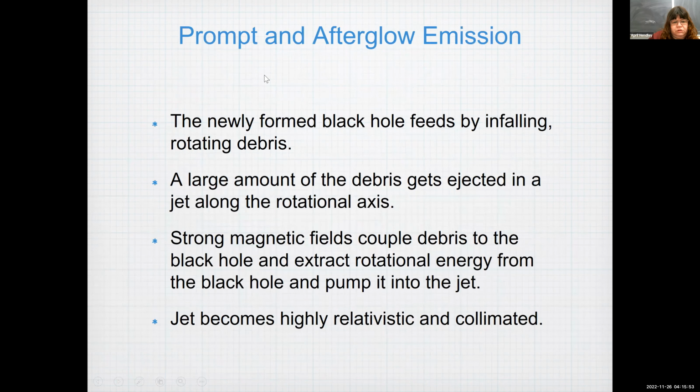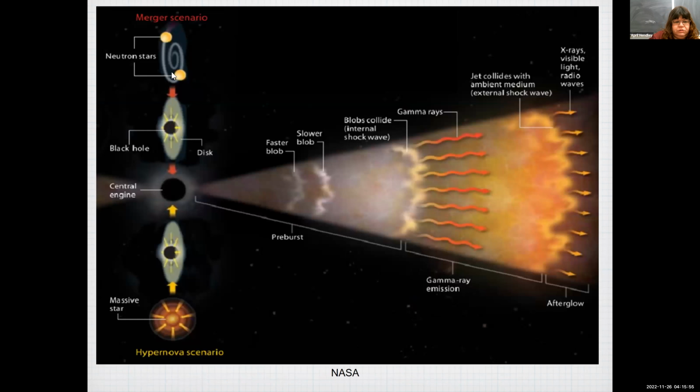So I'll go forward for a second right here. This is for the merging neutron stars: you get the black hole, still get an accretion disk, just no supernova, and you still get the jet. So this would be basically the short gamma ray path on this diagram.